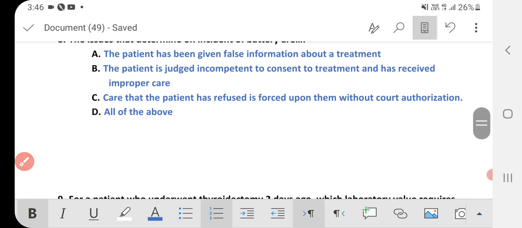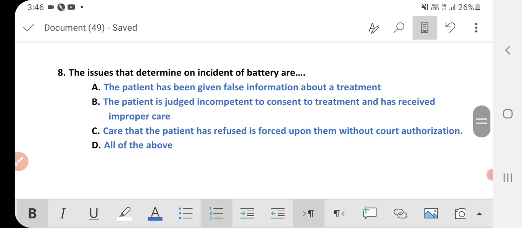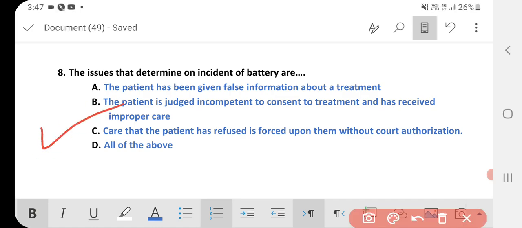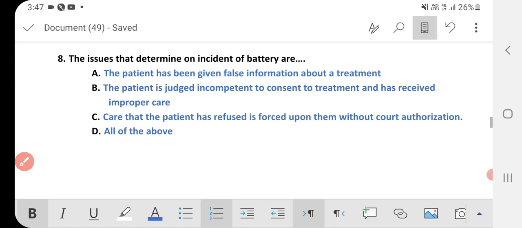Next, the eighth question. The issues that determine the tort of battery are: A, the patient has been given false information about the treatment; B, the patient is judged incompetent to consent to treatment and received improper care; C, care that the patient has refused is forced upon them without court authorization; D, all of the above. So care that the patient has refused is forced upon them without court authorization. C is the correct option.